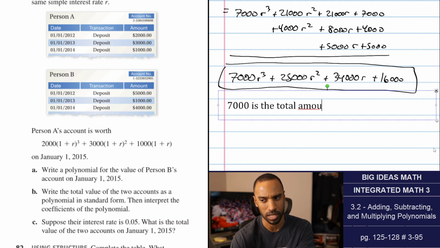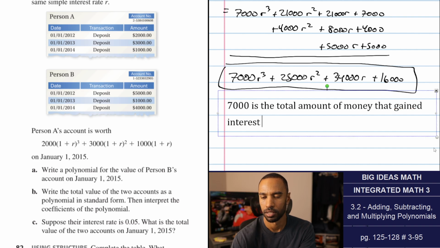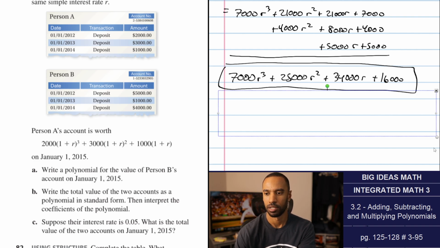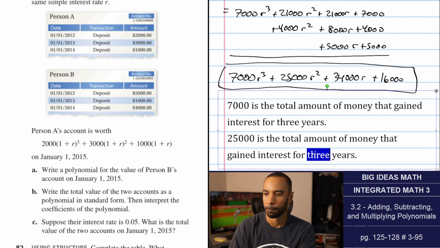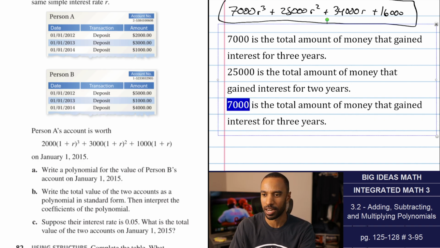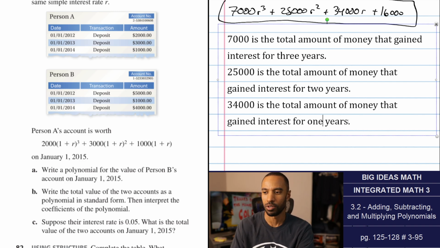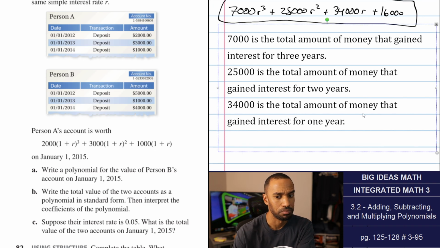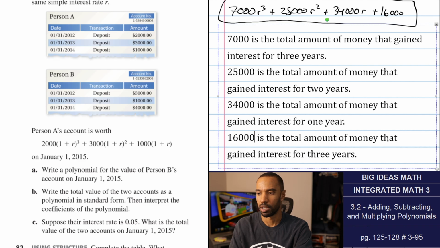Wait, it's not that they gained interest because they deposited. It's the total amount of money that gained interest for 3 years, because that's r cubed. 25,000 is for 2 years. Now that makes sense. I was confused on the interest thing for a second because I don't see an actual r value. 34,000 is for 1 year, and 16,000 is how much money's invested without any interest. Money invested.